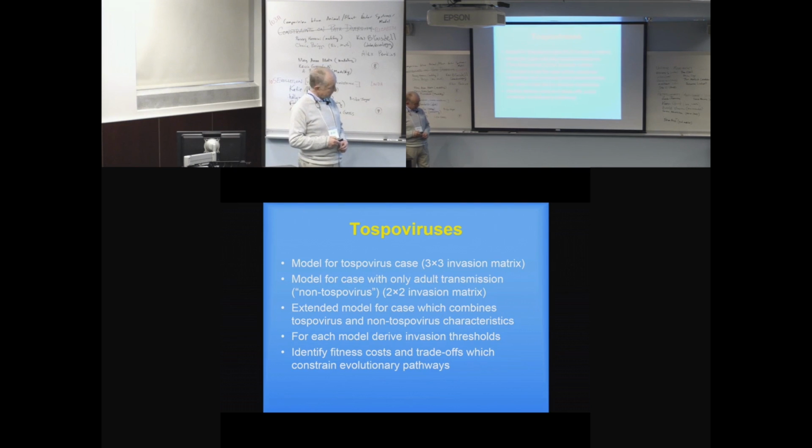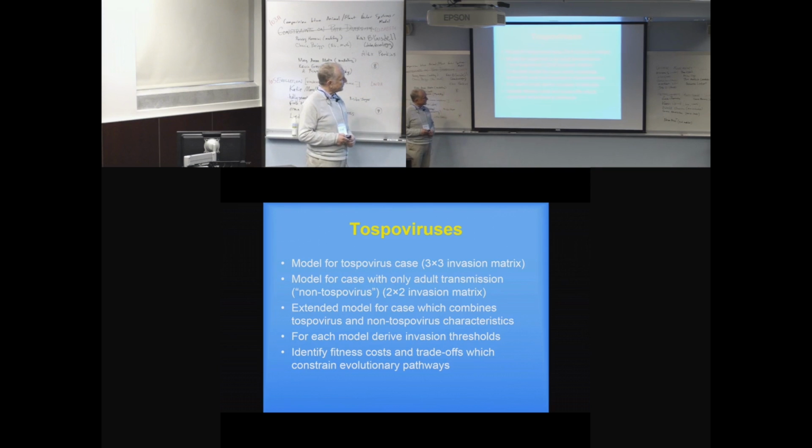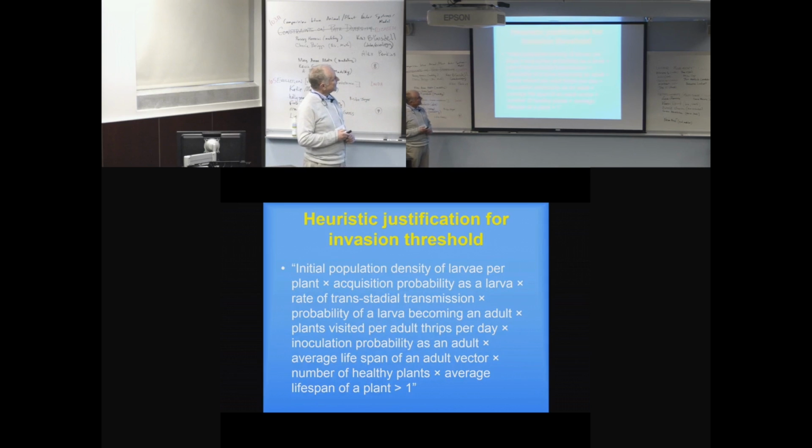And we also looked at the case in which, let's suppose the Tospovirus, by whatever means, manages to acquire the phenomenon of adult acquisition. What would the outcome then be in terms of an invasion threshold? And finally, we tried to identify maybe some fitness costs which would make it difficult for the thrips Tospovirus case to acquire the characteristics of adult acquisition. So we looked at that.